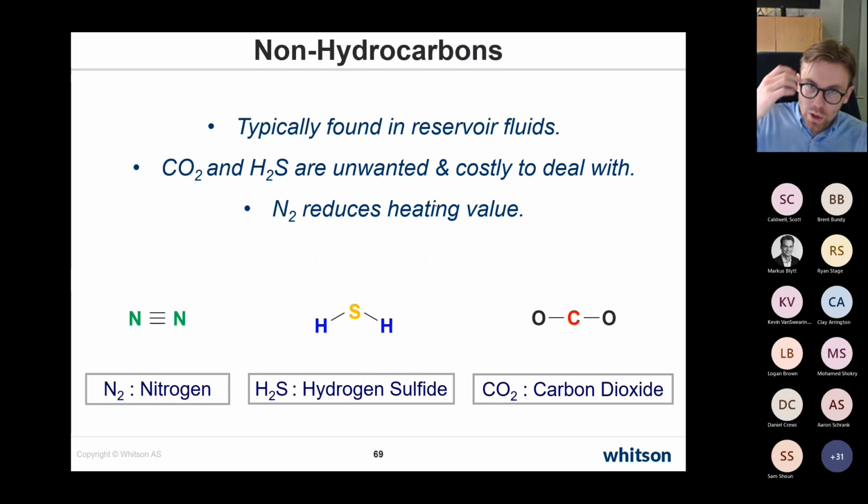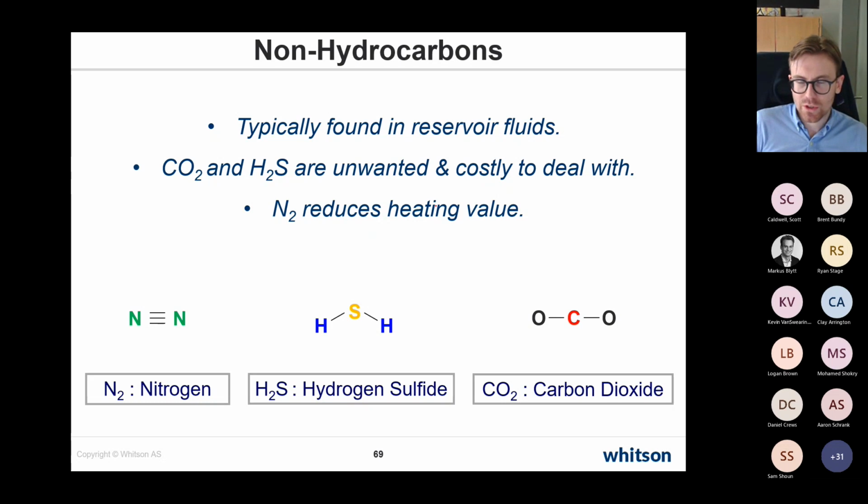We also have non-hydrocarbon compounds in the mix, found in most reservoir fluids. CO2 and H2S are unwanted most times and costly to deal with, unless you want CO2 for injection in some kind of case. And nitrogen is typically also not wanted because it reduces the heating value of the gas. So typically these things will always be there to a bigger or smaller degree, and they typically have negative impacts. At least it will be more costly.